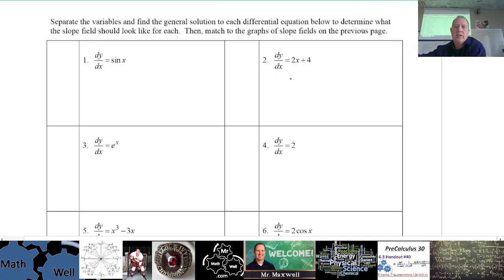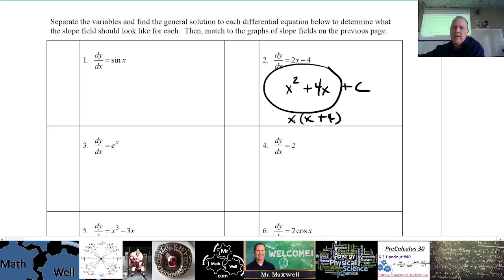Okay, so the integral of 2x, what's the antiderivative? That's going to be x squared plus 4x, right? And obviously these are all plus c, but focus on this, x squared plus 4x. That's going to be a parabola. If we factor that, that's going to be x times x plus 4. So if c was 0, we'd have an intercept at -4 and an intercept at 0. So it would be a parabola that looks like this. So do you see a slope field that would manage that?